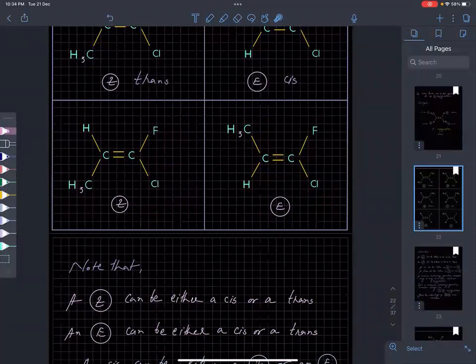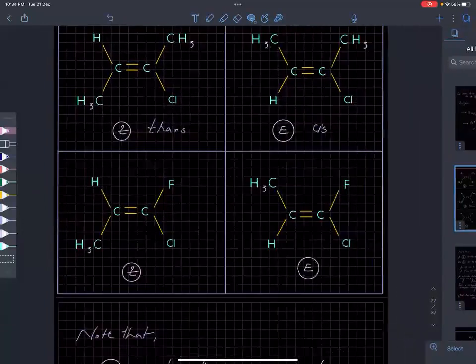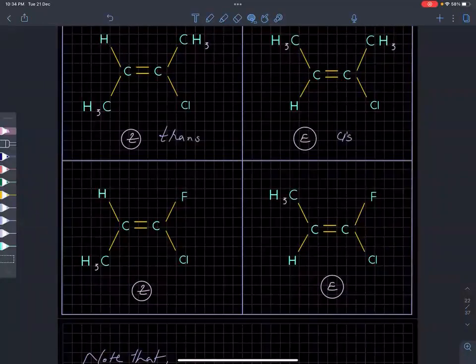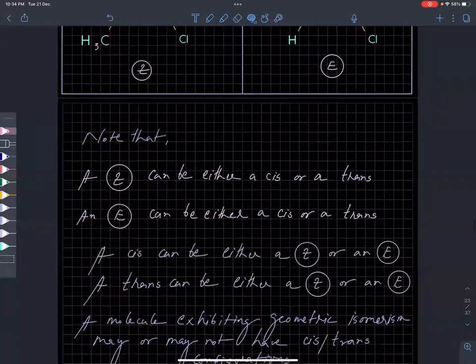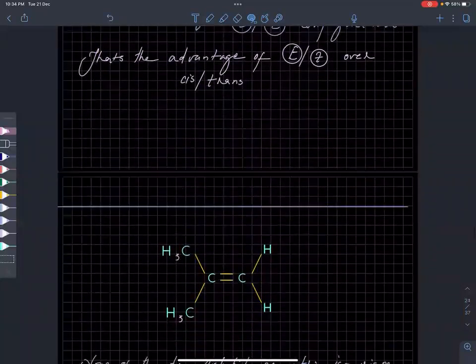Cis and trans don't exist here, because they don't have the same groups, or sorry, same atoms. Okay? Clear? So these cannot exhibit cis and trans. But whenever you have geometrical isomerism, you will always have E and Z. You may or may not have cis and trans. Z can be cis, Z can be trans, E can be trans, E can be cis. All those things I have written here.